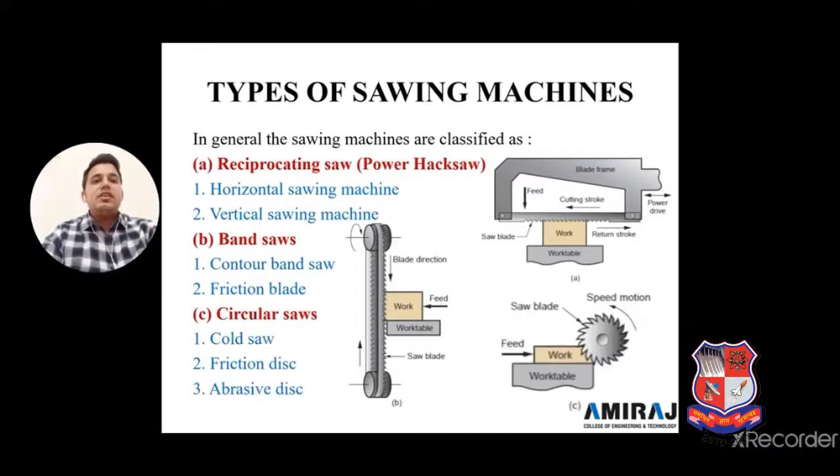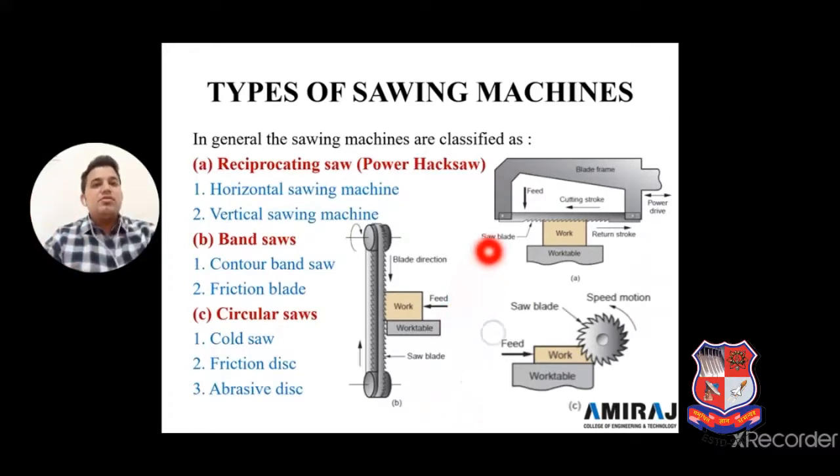And the last one is the circular saws. The first one is the cold saw, then friction disc and abrasive disc. We have to learn about these. Here the disc is threaded; in the friction and abrasive discs there are no teeth. It can rotate clockwise or anti-clockwise, and the feed will be from one direction, and as in milling, we can say there is up sawing and down sawing. So these are the three basic types, classified as per the machine's operations, orientations and application.